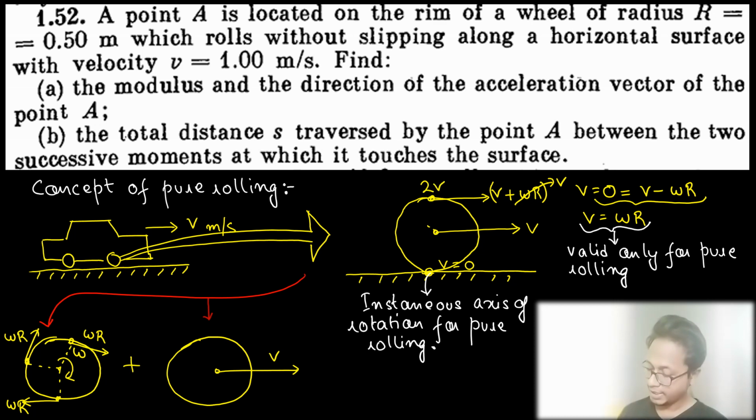Similarly, for any other point like this, the total velocity is a combination of omega r and v, which equals v root 2 in this direction, because omega r equals v for pure rolling. This is the concept of pure rolling that you must understand.